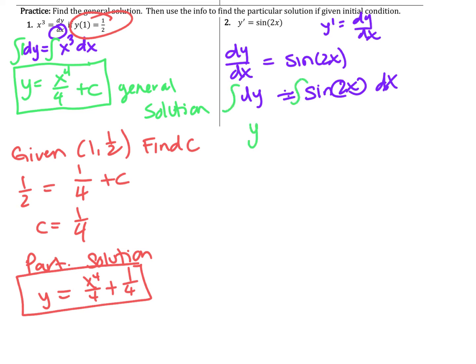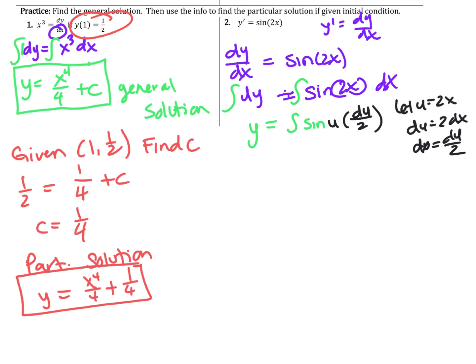The integral of dy is going to give us y. On the right-hand side, if you need to use U-substitution, you can let u equal 2x. So du is 2 dx. So dx is equal to du over 2. If you can see how to reverse the chain rule on that integral without using U-substitution, that's great. Go ahead and go about it that way. So this is going to become the integral of sine of u times du over 2.